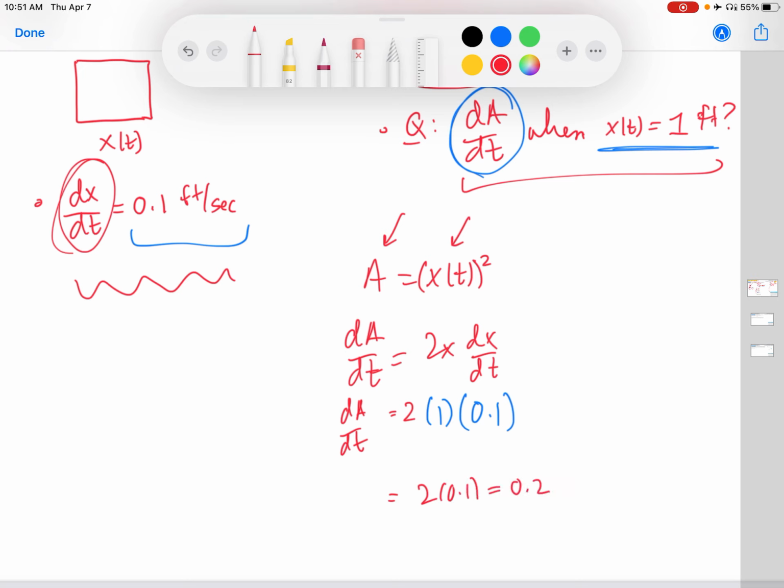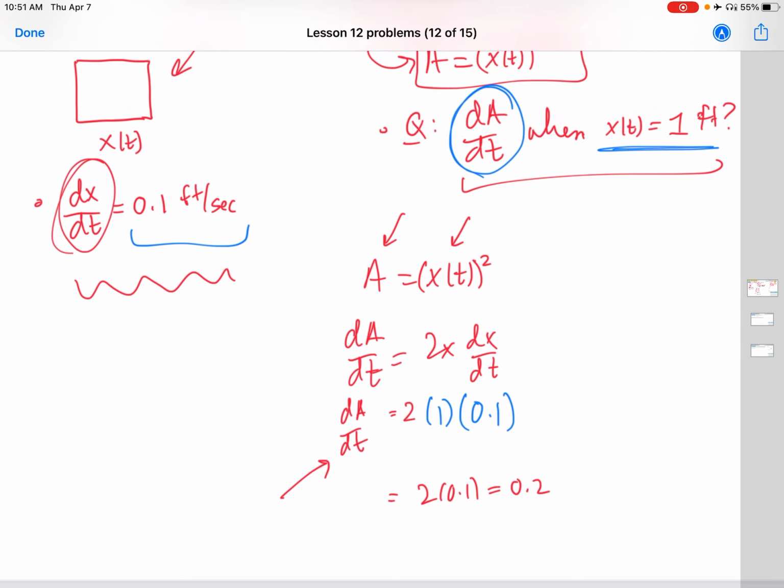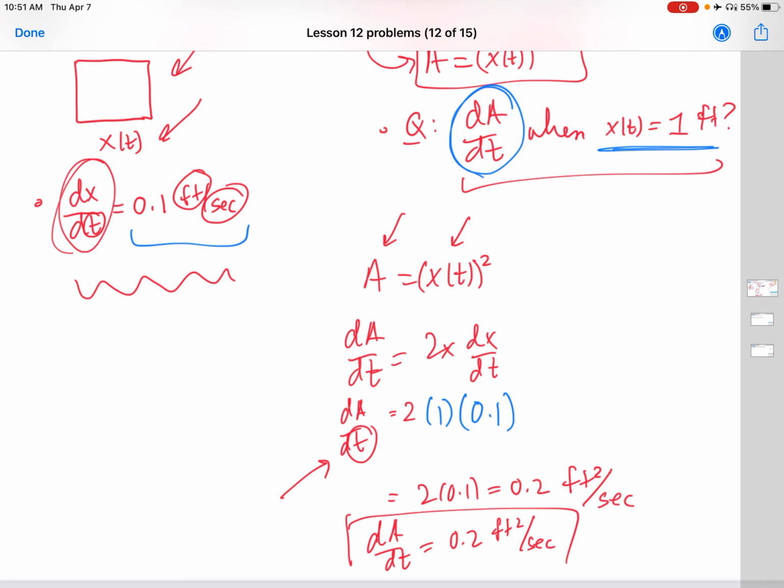And the last thing you want to do in a related rates problem is include the units for whatever rate you're calculating, right? A is an area. We know that the units of an area are side length squared, and we called x the side length. We're measuring x in feet, so feet squared is the numerator. And then t down here, we've measured as seconds. So feet squared per second. So we would say dA/dt, the area is changing at the rate of 0.2 feet squared per second. And that's our answer to the related rates problem.